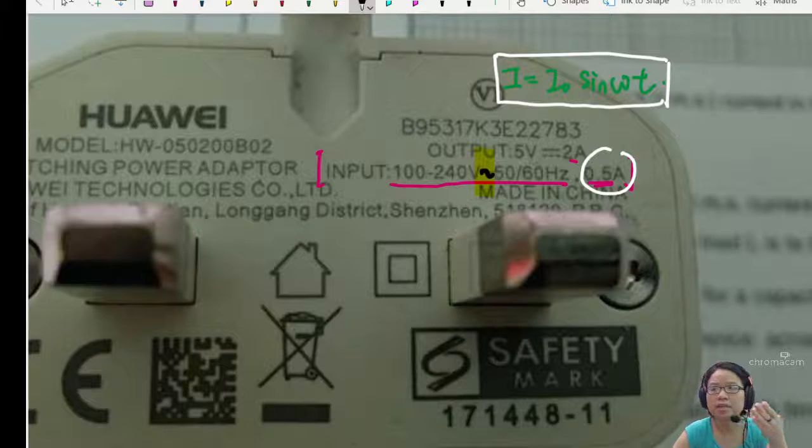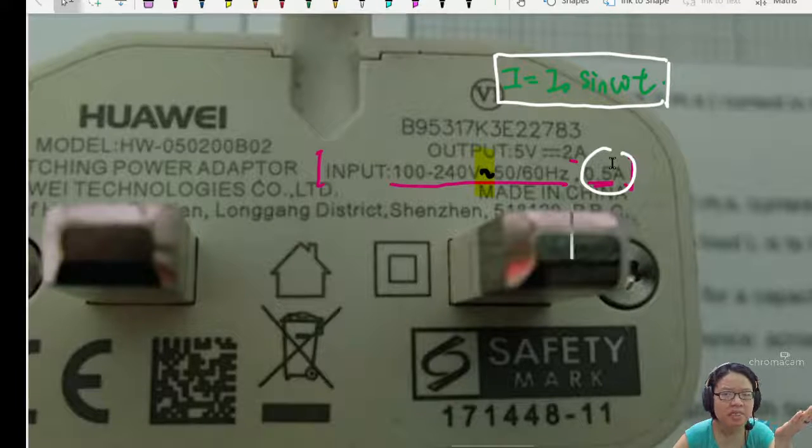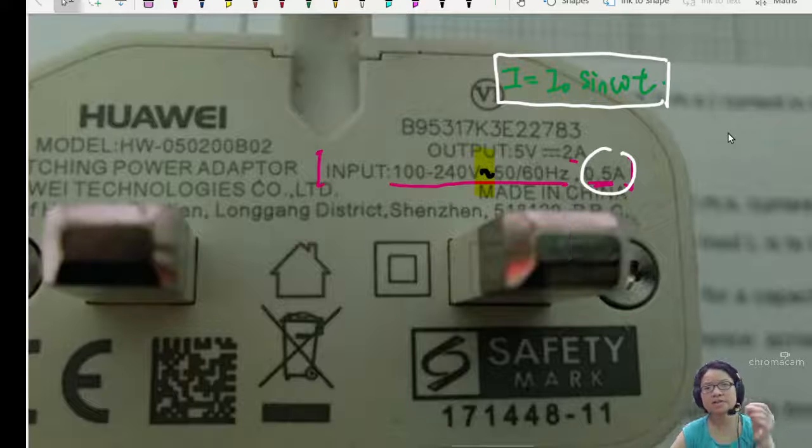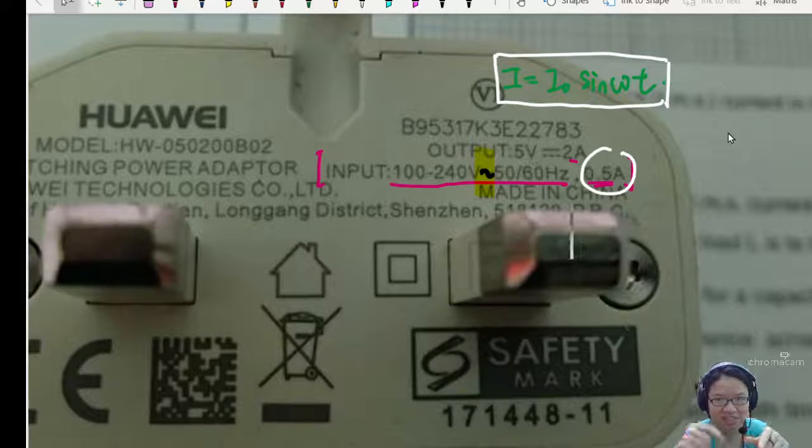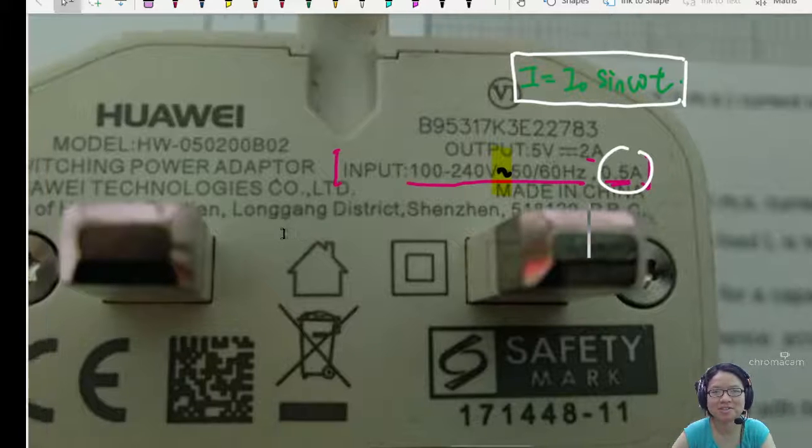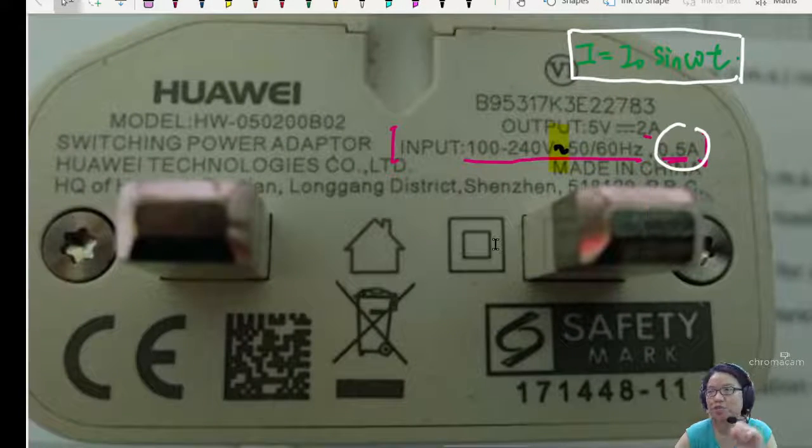Is this the peak current? Is it the actual current? What is the actual current? So currently, we are going to move on to the second topic to try to address the issue of what we should label our devices. Because I don't think writing an equation like this at the back of your normal day-to-day electrical appliances will help anyone. All right.